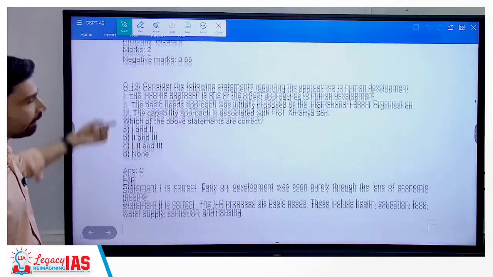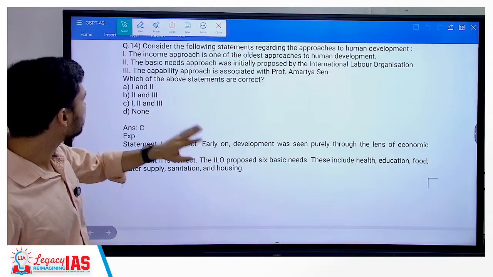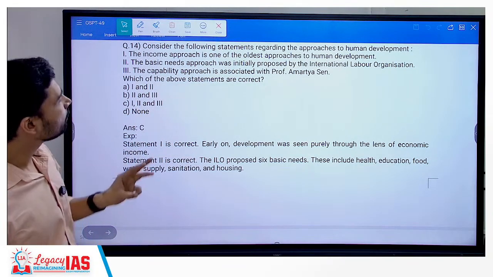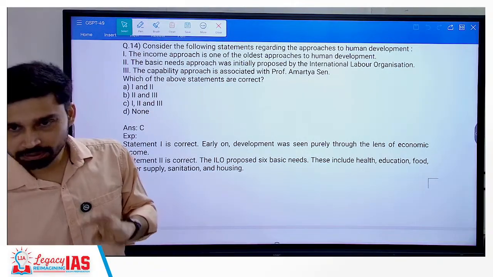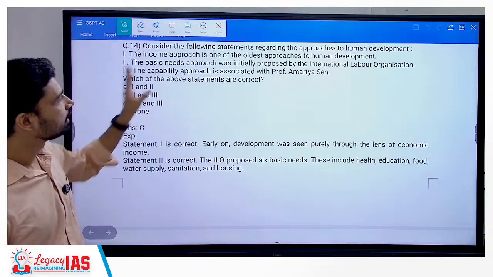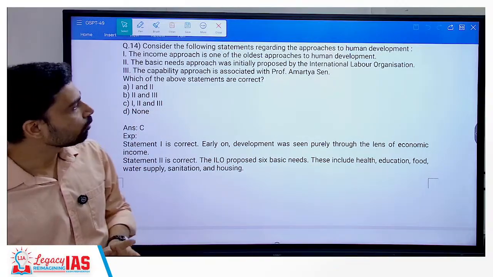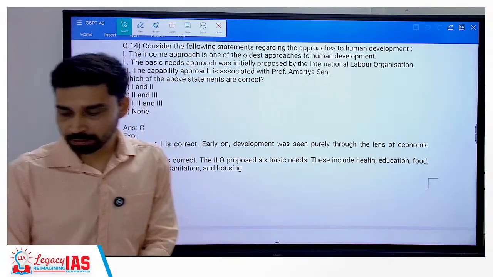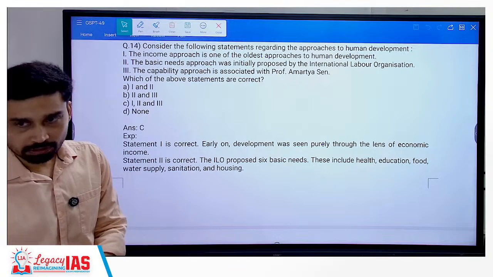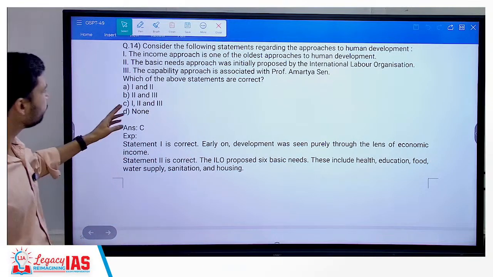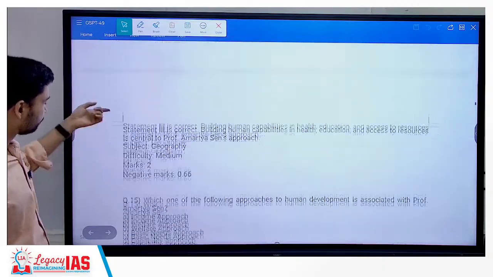Then approaches we have discussed, 4 approaches: income, then we have which one? Basic needs, capability approach. So income approach and welfare approach, one more we have. So income approach is one of the oldest approaches that we have discussed. Initially, income was considered as mirror of human development. Basic need approach was proposed by ILO. I told you, International Labour Organization. And third is the capability approach. You know that Amartya Sen was involved here. So what is the correct option? C. All the 3 statements 1, 2 and 3 are correct.